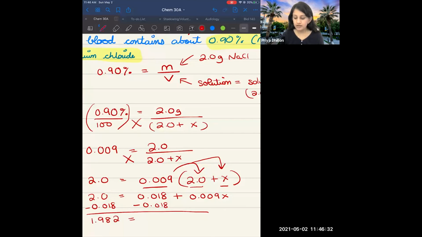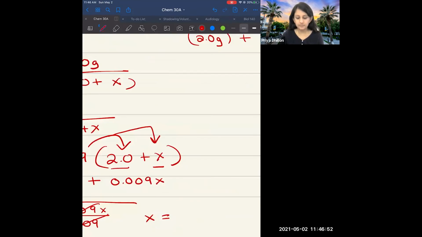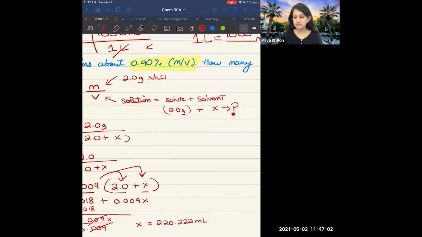1.982 equals 0.009x. Now, in order to get x by itself, you divide from both sides. And in the end, you do that, and your x comes out to be something like 220 milliliter. But again, we don't want the answer in milliliter.